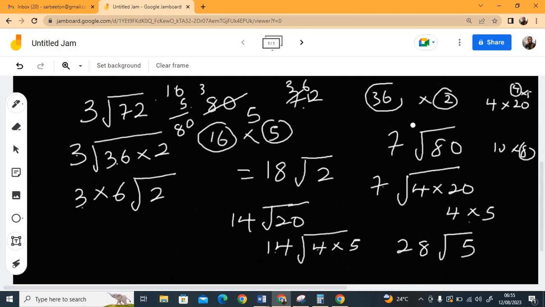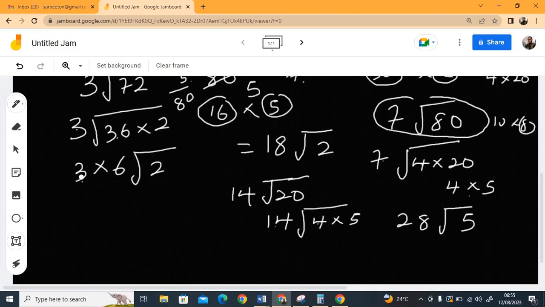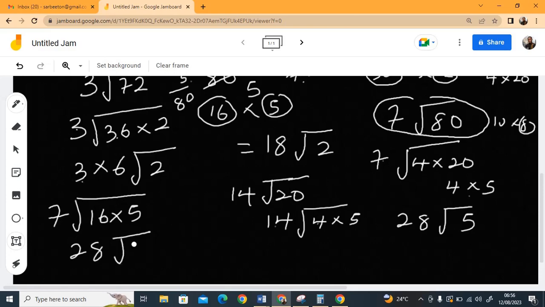So instead of going through all this stress, if you know what you are doing, if you are very good at your stuff, you can just say 7 times the square root of 16 times 5. The square root of 16 is 4, so that 4 will multiply this 7. 4 times 7 gives 28 root 5. So this is what you have. You can see it's the same thing as what is here. So this is the basic one.